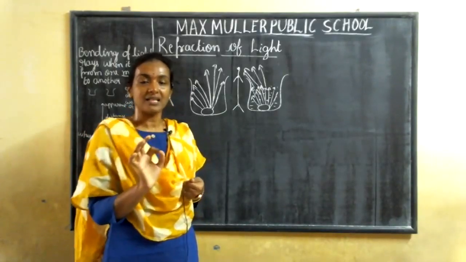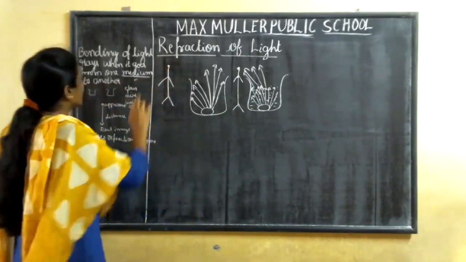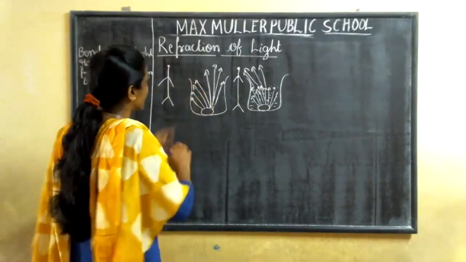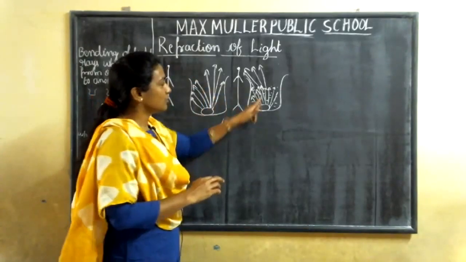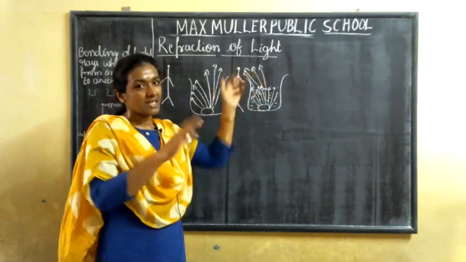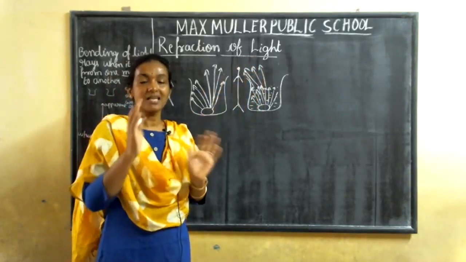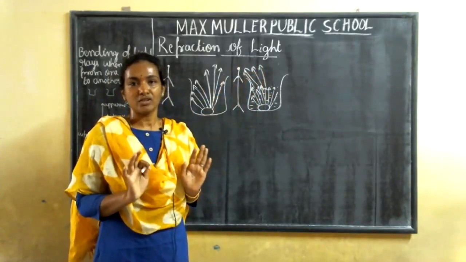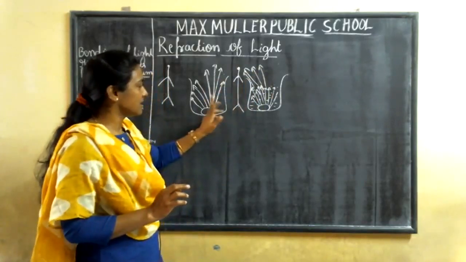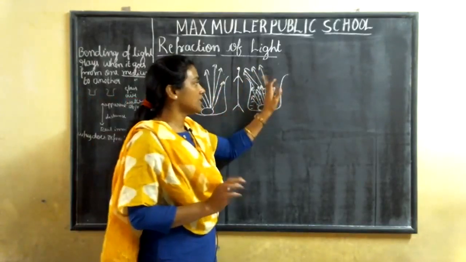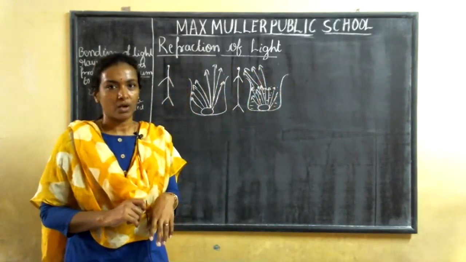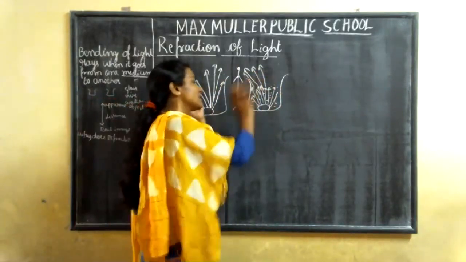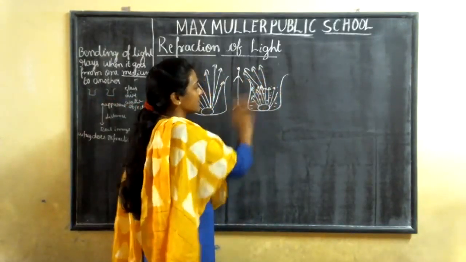When the light rays move from one medium to another medium, they bend. That bending is called refraction in physics. Have you understood this? What are the mediums here? Here it is an air medium, and here it is a water and air medium. Now you can see the coin.